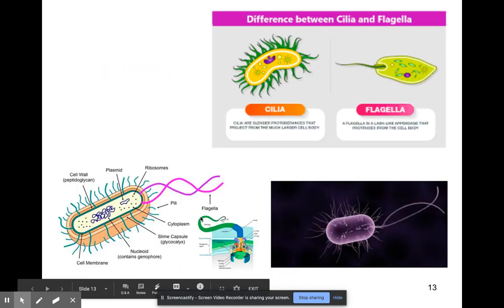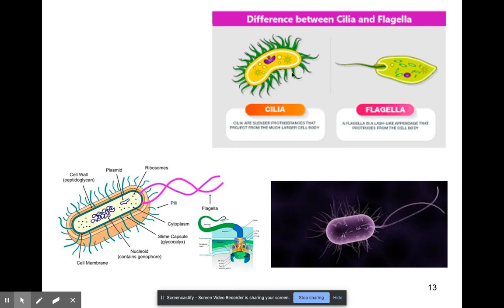All right, here's some other pictures. We have cilia. Cilia is also kind of like known as fimbriae. And then here's our flagella. Here's the flagella, as you see.